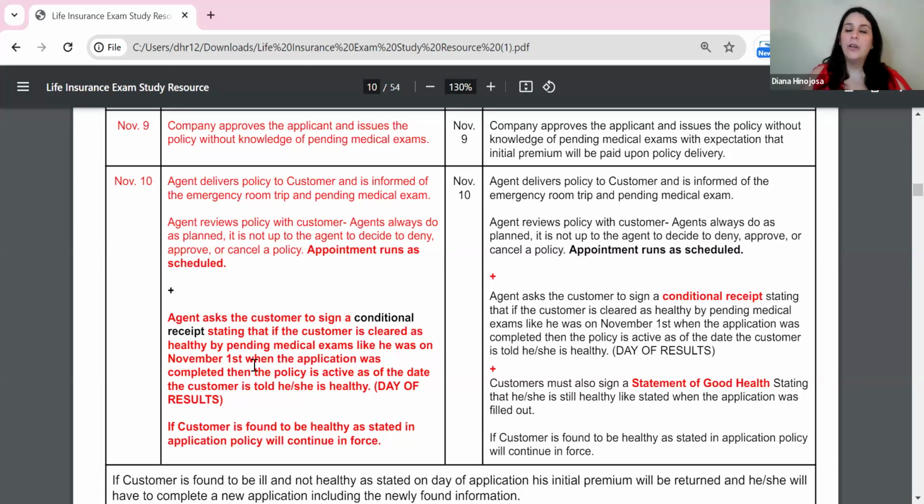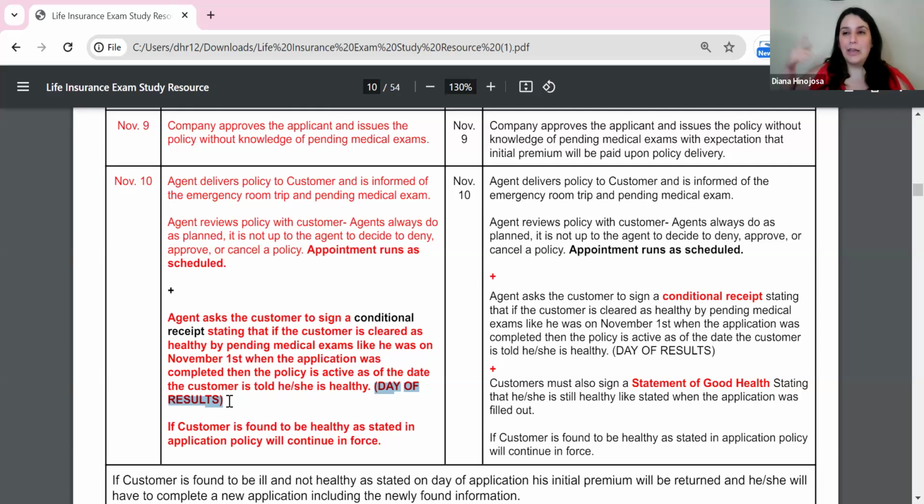He's going to be covered as of the day of the results. So when the doctor says he's healthy, if the doctor says he's healthy like he told us he was on November 1st, then things continue as is. The policy is in force, and he's going to be covered as of the day of the results.